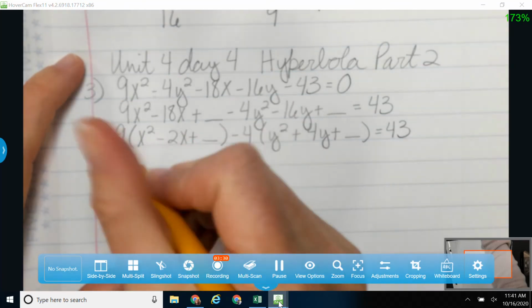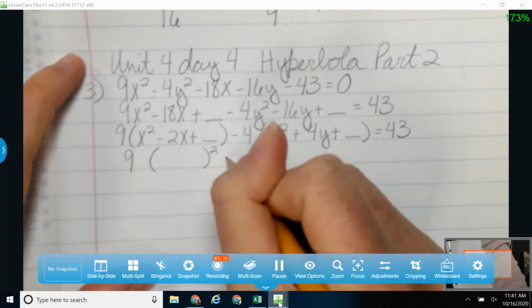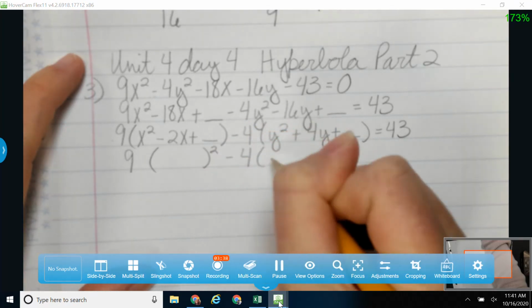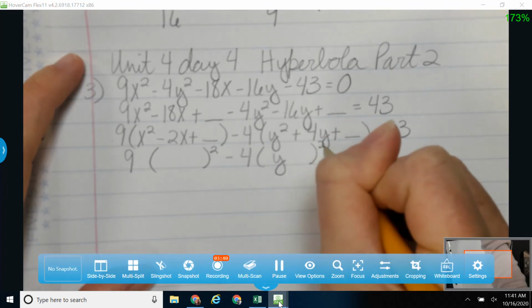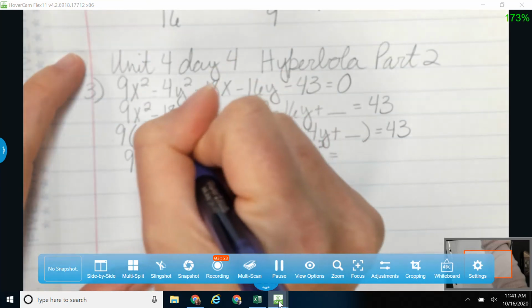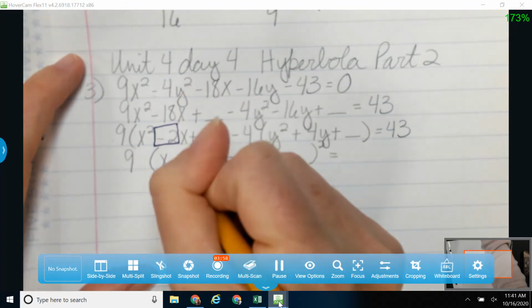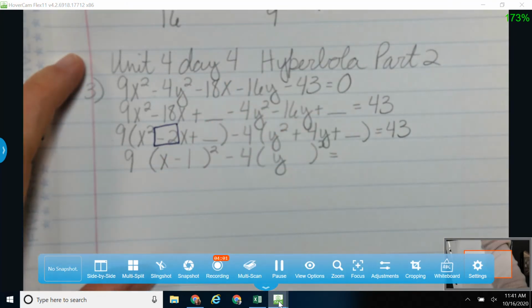Okay, I'm going to keep my 9 that's in front, and I'm going to complete the square on my x's. I'm going to keep my negative 4 in front, and I'm going to complete the square on my y's. Okay, so let's bring down x. I'm going to take half of my middle term right here, including the sign. So half of negative 2 gives me negative 1. Right, then I'm going to square to fill in the blank.